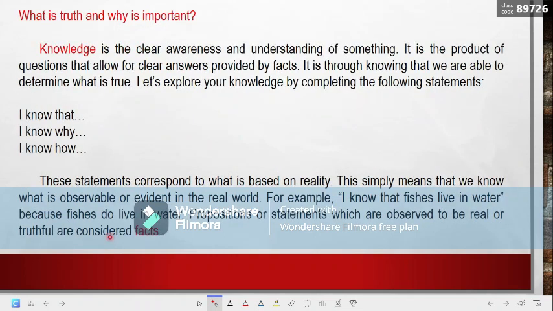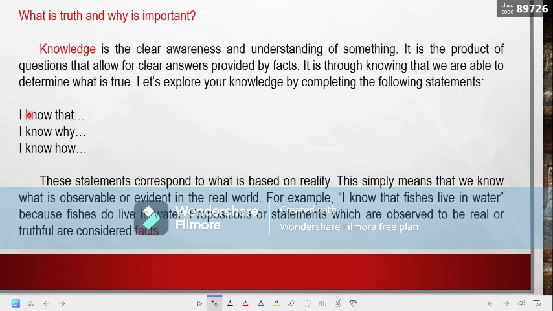So what is truth and why is it important? Now, knowledge is the clear awareness and understanding of something. It is the product of questions that allow for clear answers provided by facts. It is true knowing that we are able to determine what is true. Now, let's explore your knowledge by completing the following statements.